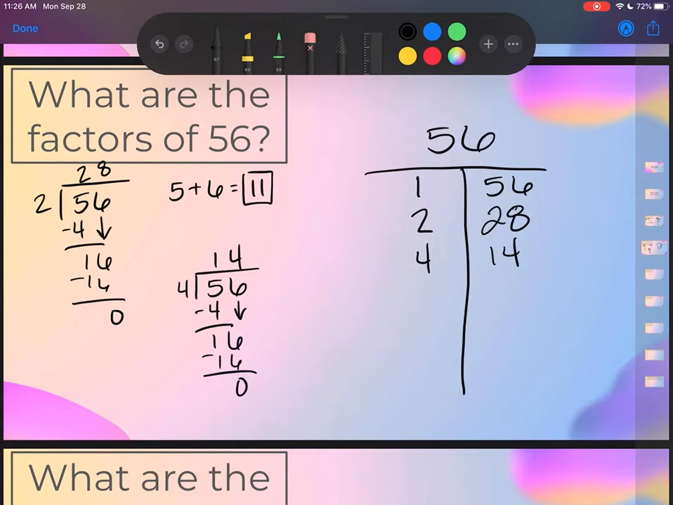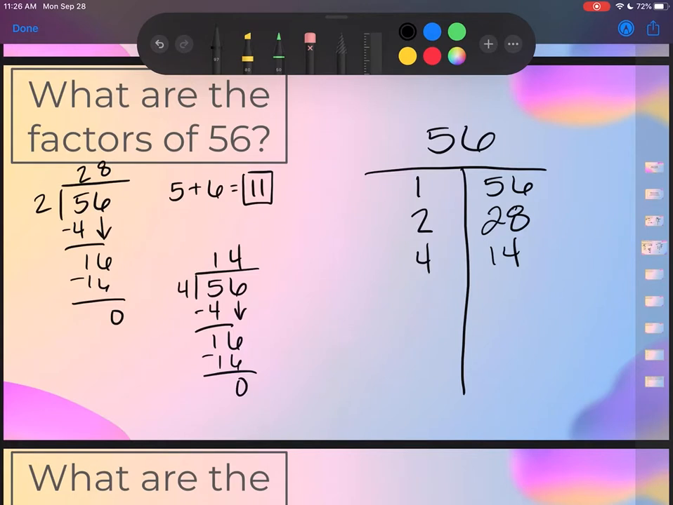So now let's think about 5. In order for a number to be divisible by 5, it has to have a 5 or a 0 in the ones place. 56 has a 6, so that's not going to be divisible by 5. What about 6? Remember our rule for 6. In order for a number to be divisible by 6, it has to be divisible by 2 and 3. Well, it wasn't divisible by 3, so that means 6 times something is not 56.